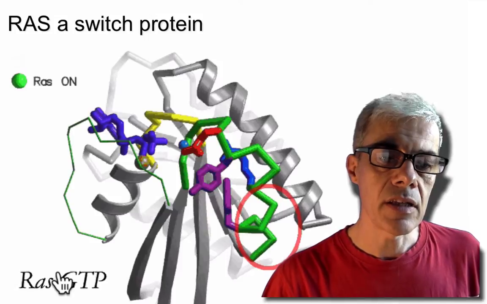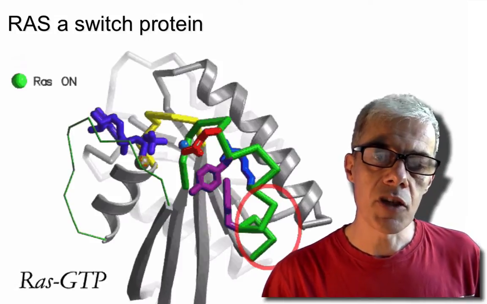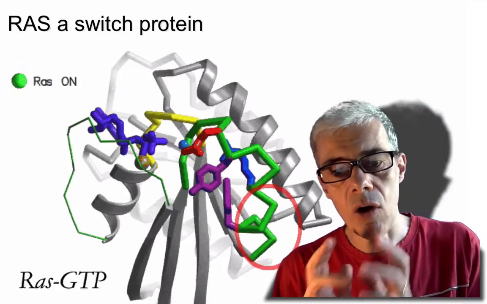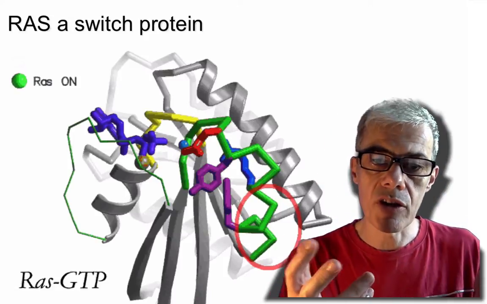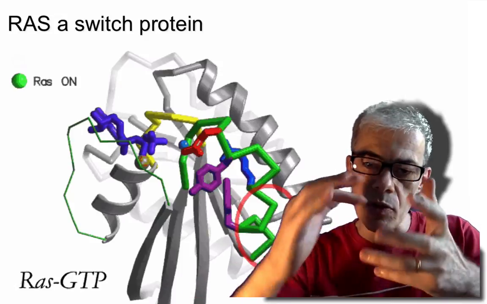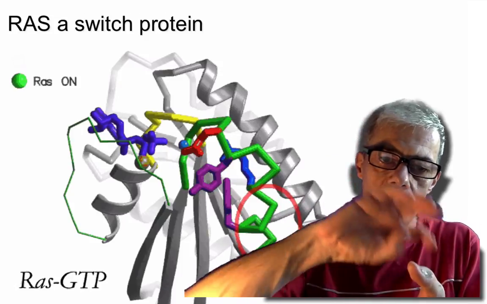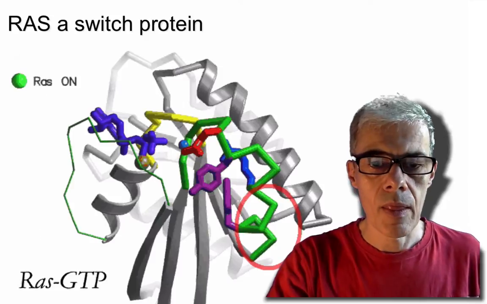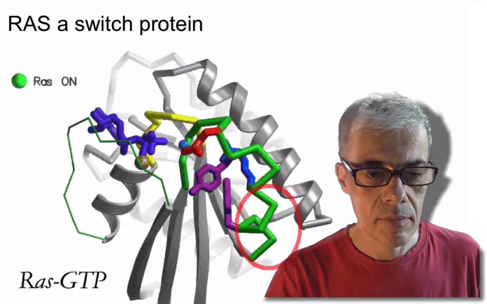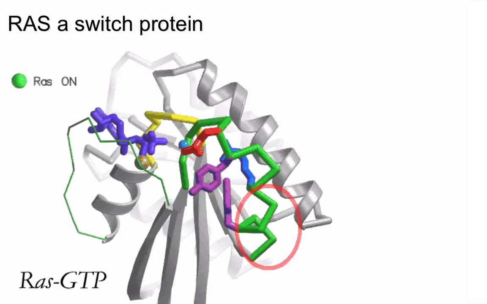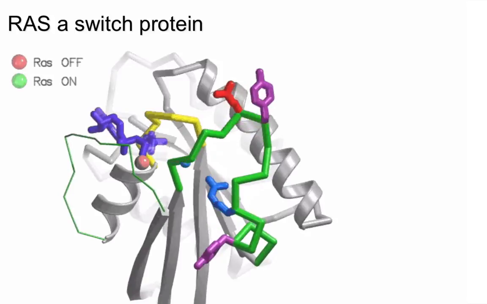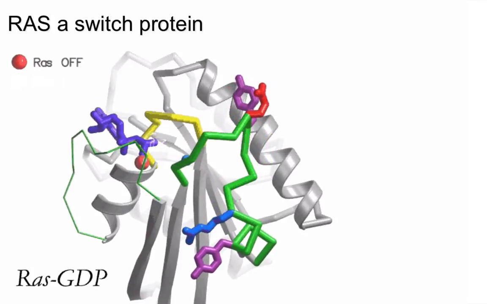In this animation, it switches between Hras in the on state and Hras in the off state. They've taken the two structures, on and off, and then morphed the change that needs to occur to switch between one and the other, as shown here. So this is Hras in the on state, switching the effector loop to Hras in the off state.